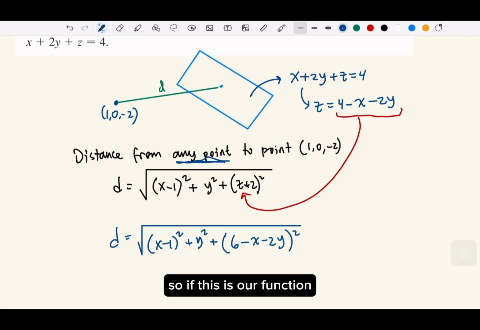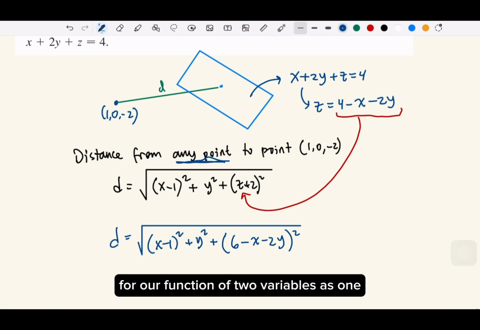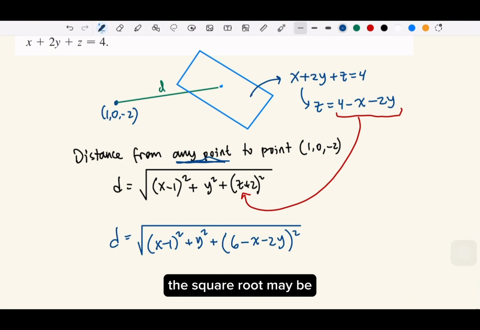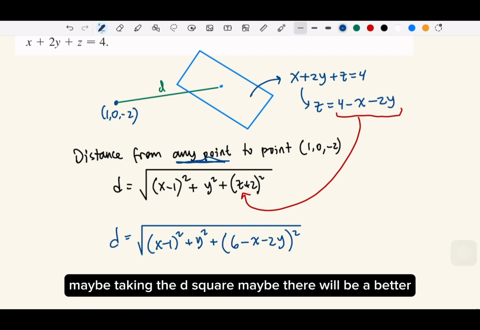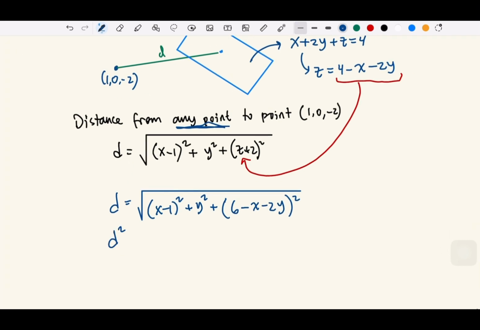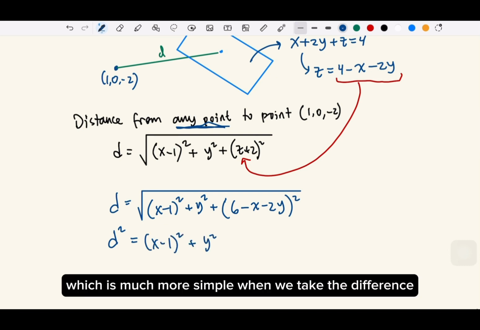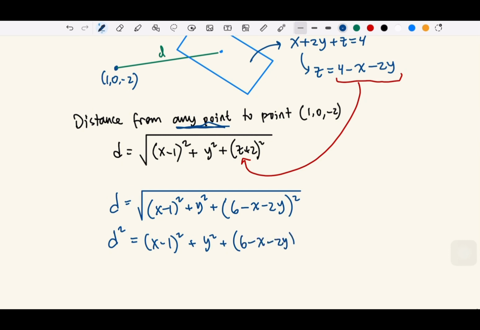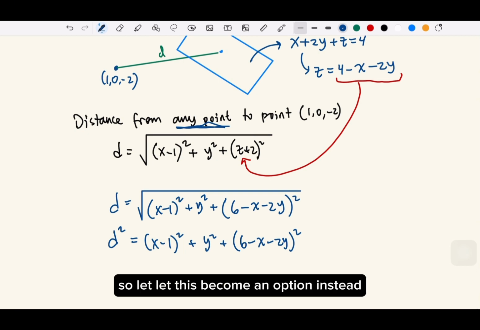Okay, so if this is our function of two variables x, y, the square root may be too complicated, right? Because this is a modulus, and what we want is to find the shortest distance. To minimize it, we can make a model that just takes d squared. That may be a better model, and it is much simpler when we take the derivative. If we take the derivative here, we are dealing with the square root, but if we take the square, it will be a better model. So let this become our function instead of this one.